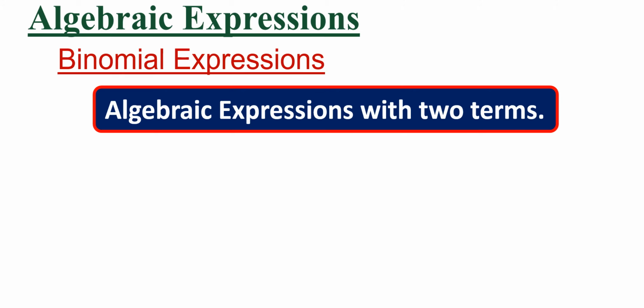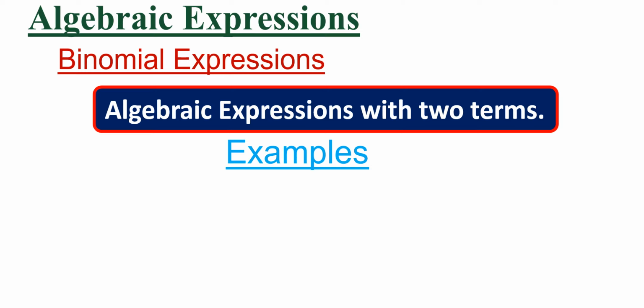In part 1 of this topic, whilst we were looking at the introduction to algebraic expressions, we came across binomial expressions. And I believe you remember what we said about binomial expressions. Well, if you've forgotten, then I would remind you. We said that a binomial expression is an algebraic expression with two terms. The prefix bi means two.